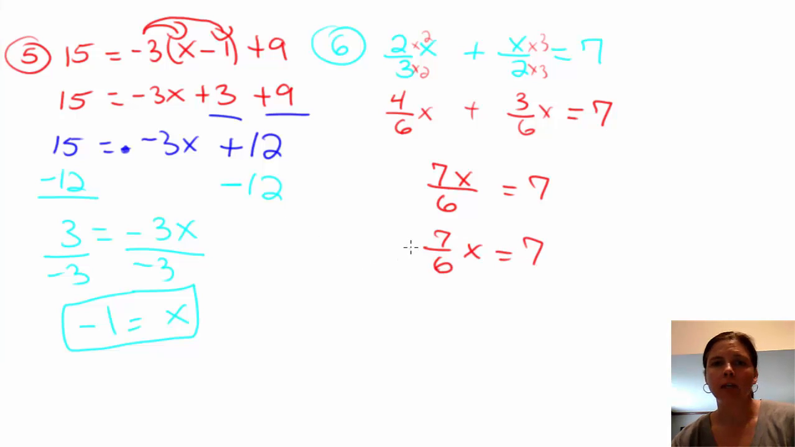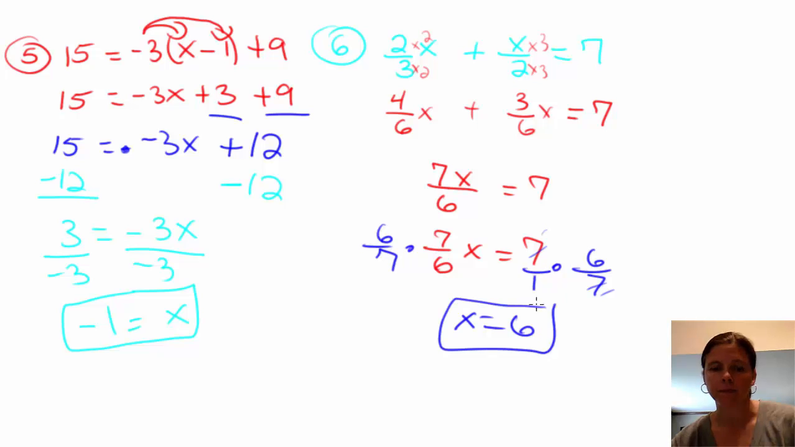Okay, then remember you just multiply by the reciprocal, 6/7. So x, so this is really just 7 over 1. We multiply across, but we can reduce. So you should just end up with x equals 6.